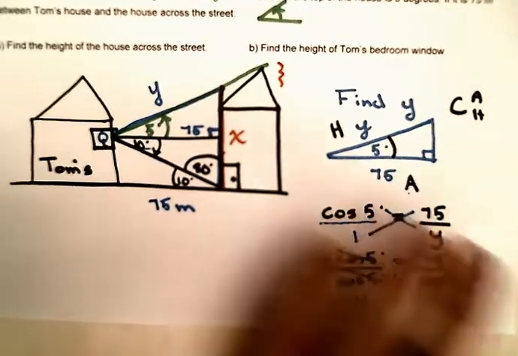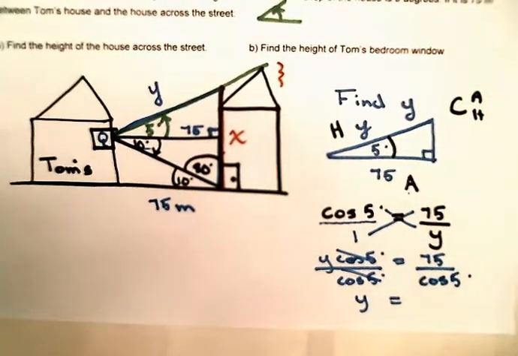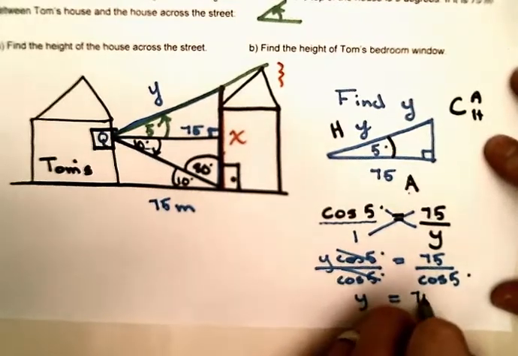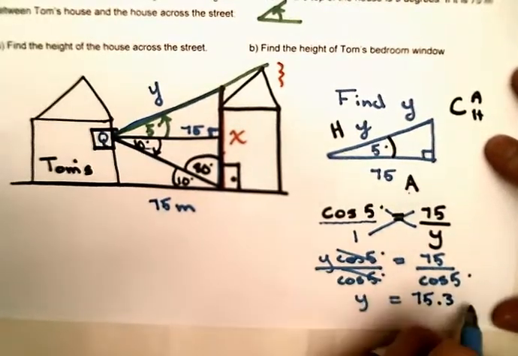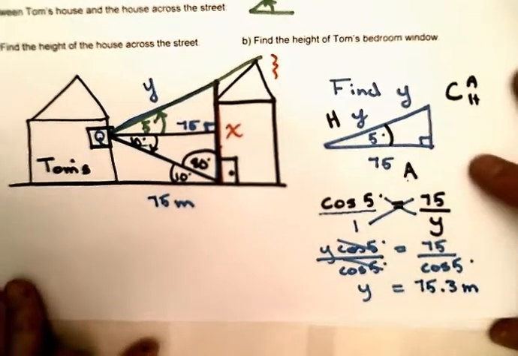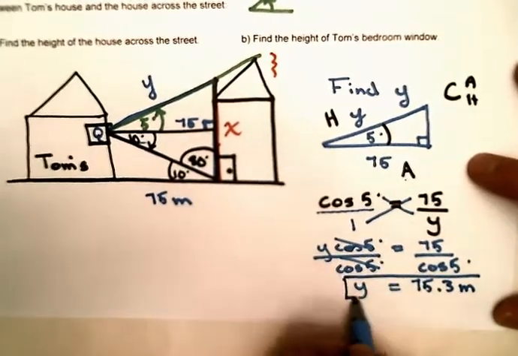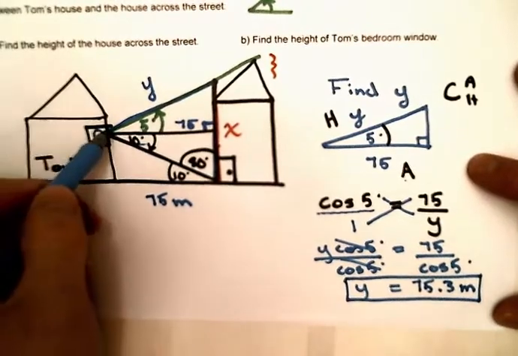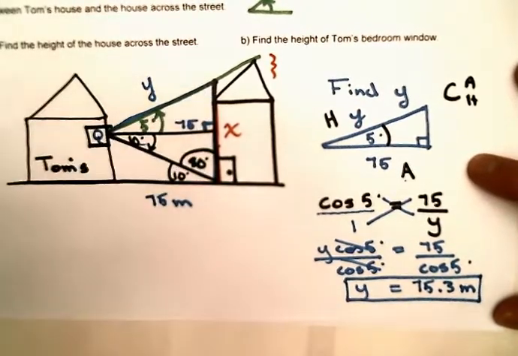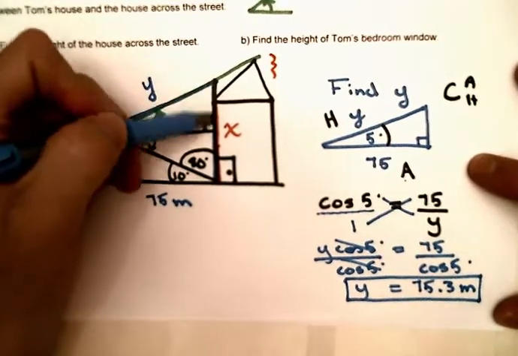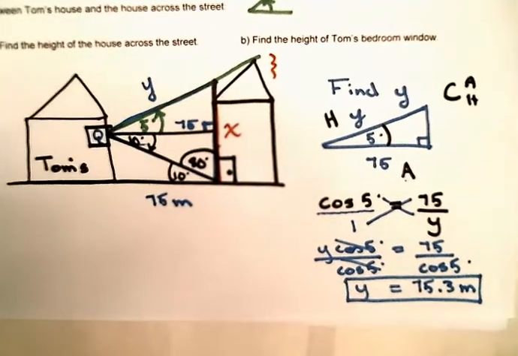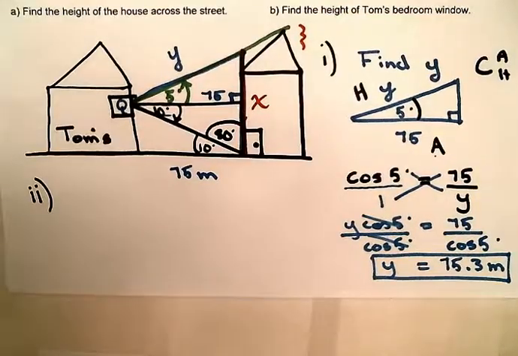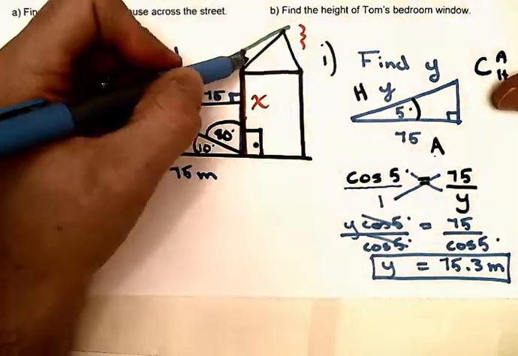Grab your calculators, and you'll get the following. 75.3. And it's meters. Okay, so that's good. We now know this value of y. Now we're going to move to that next step with the sine law, so we can find the height, or the approximate height, x. So the height we're going to find is involved in this triangle here.